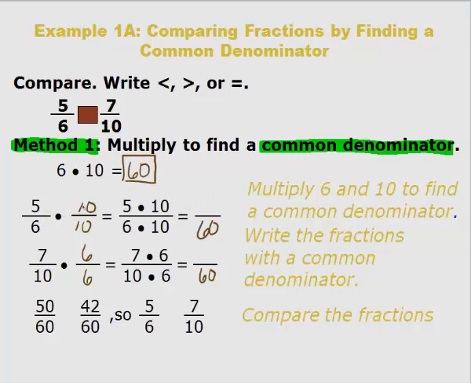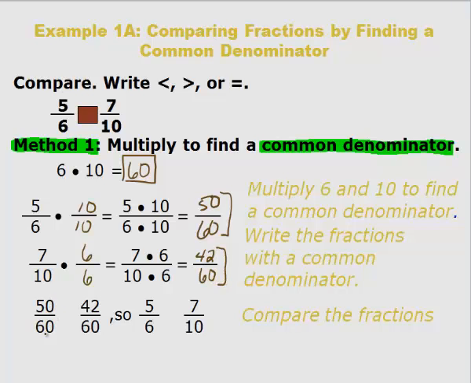So going across, 5 times 10 is 50. And if we reduce this, it would come back to here. 7 times 6 is 42. Again, if we reduce 42 60ths, it would come back to 7/10. So our two new fractions are 50 60ths and 42 60ths.